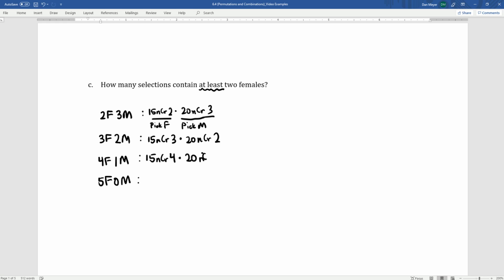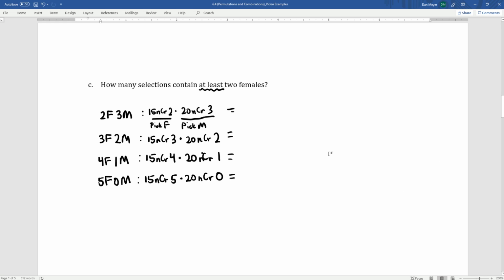Or I guess if you realize that, hey, there's 20 ways to pick one of the males, that's fine too. And then finally, if we want all females, from the 15 females available, we have to choose 5 of them. And then if you want to write it down just for consistency, from the 20 males, choose none. So we could type all these into our calculator and get numbers and then add them all up. And that would be a lot of work.